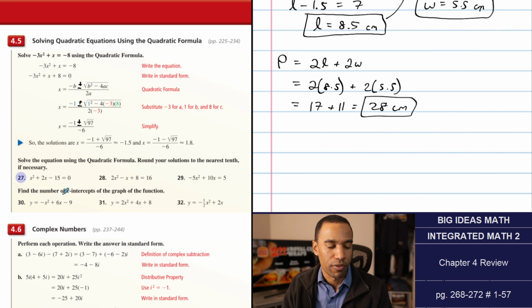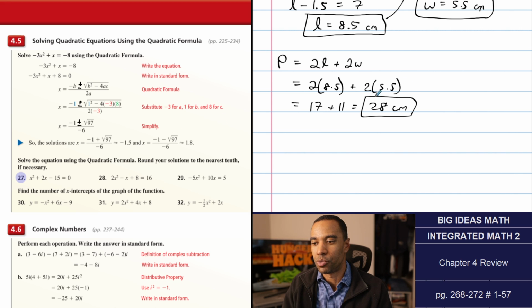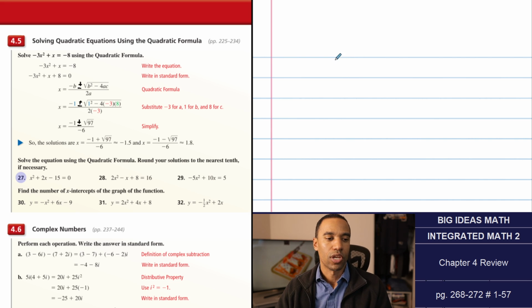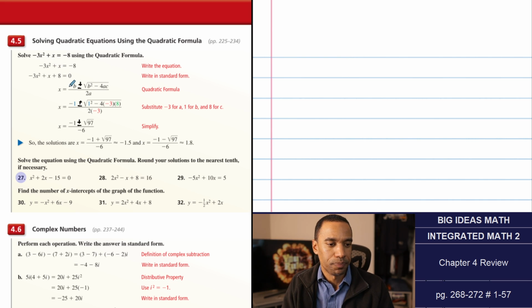Looks like I'm going to have to do it for these problems later, finding the number of x-intercepts, but b squared minus 4ac will help me streamline this process a little bit more than normal. So, they do negative b, which is negative 1, plus or minus the square root of 1 squared minus 4, times a of negative 3 times c of 8, all divided by 2 times negative 3. Once again, 2 times negative 3 is negative 6.